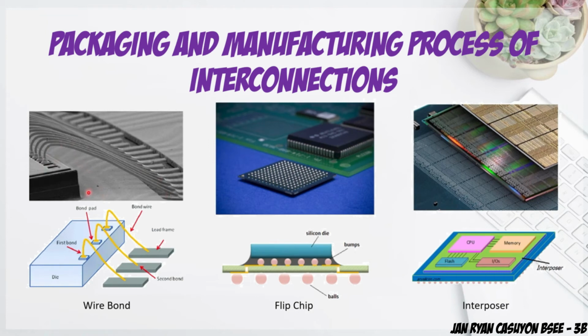Here, bonding techniques of interconnections are being discussed. The following are the most common ones: wire bond, which uses wires to connect the die and the packaging; the flip chip, which utilizes solder bumps to connect the semiconductor device to the board; and the interposers, that is between the die and the substrate, which makes it more efficient and have optimized performance, but it also comes to a much higher price.